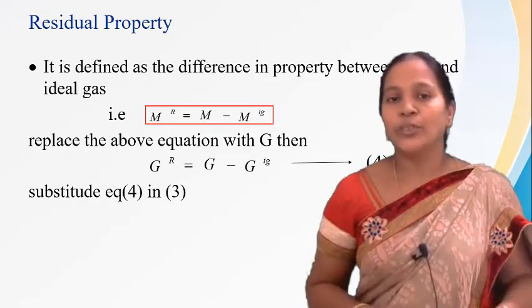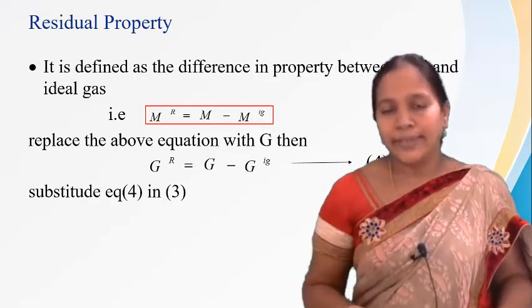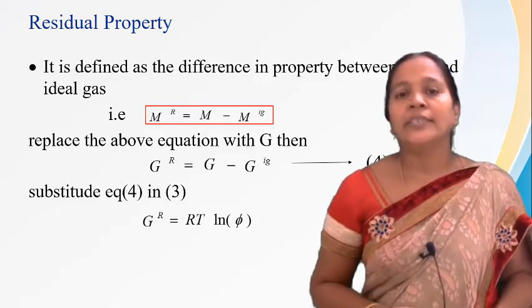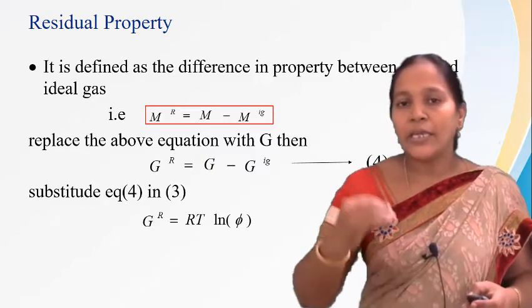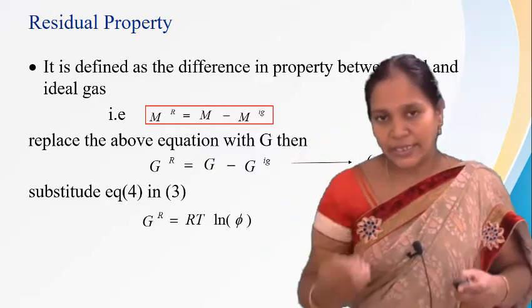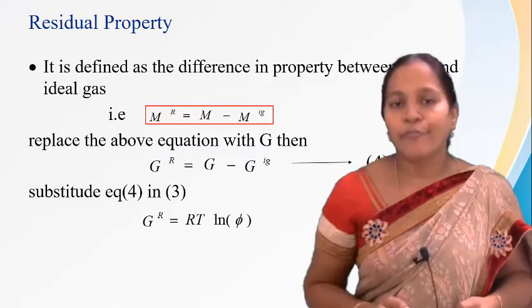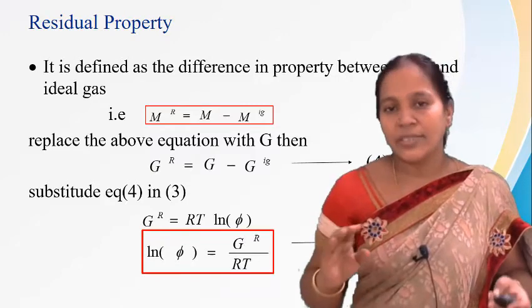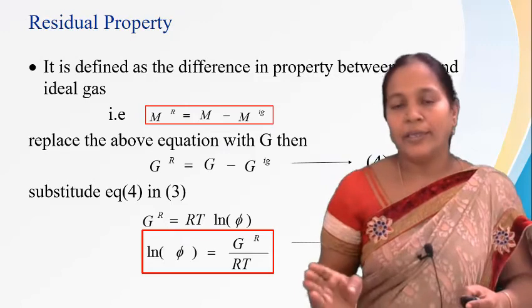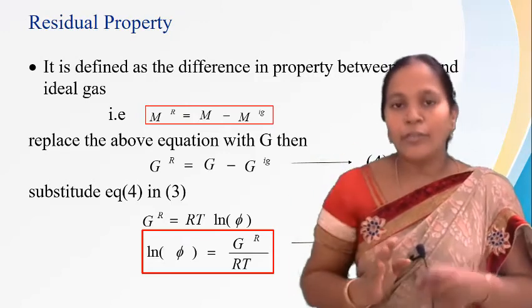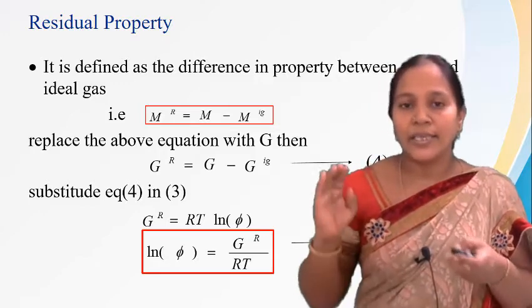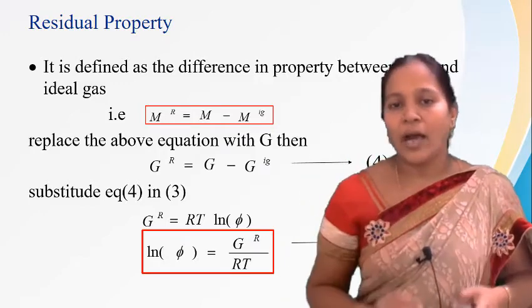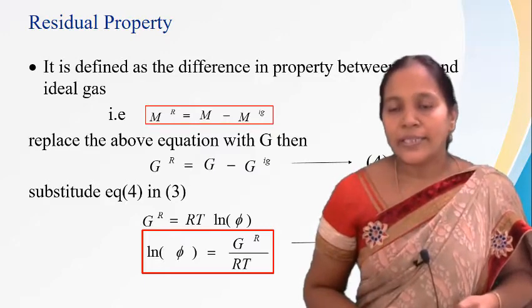Now substitute equation 4 in 3. Previously, we derived G minus G^ig is equal to RT ln phi. Therefore, G^R is equal to RT ln phi. Taking the term ln phi to the left-hand side, ln phi is equal to G^R by RT. That is denoted as equation 5.